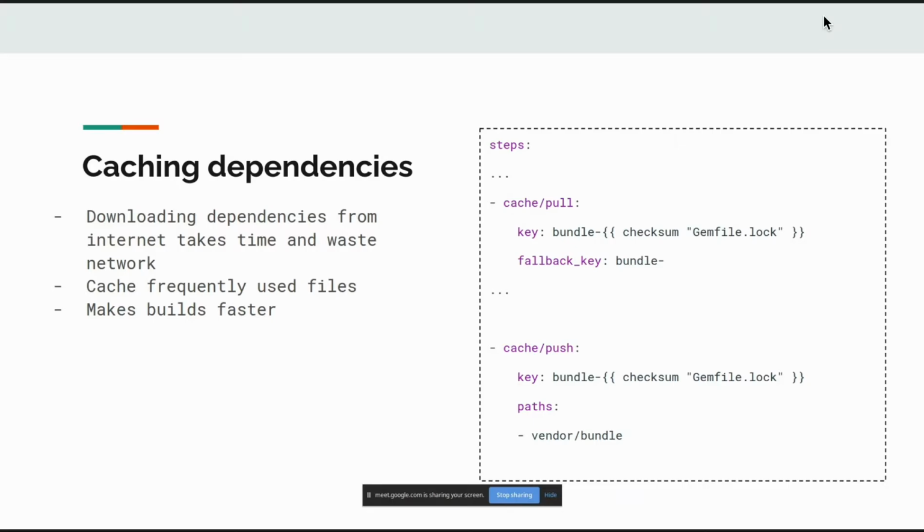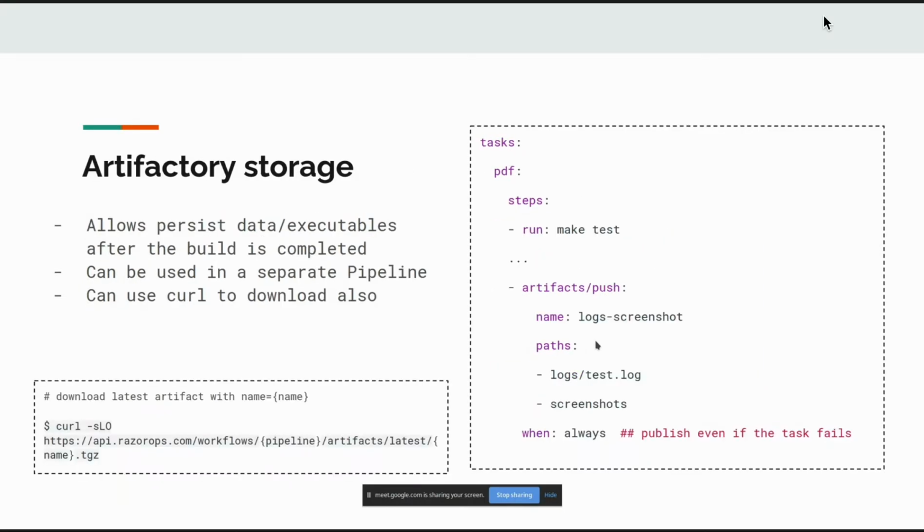And all those things can be defined as a part of spec. And on the right side, there's an example spec I have given for RazorOps. And coming to the next step, Artifactory storage.